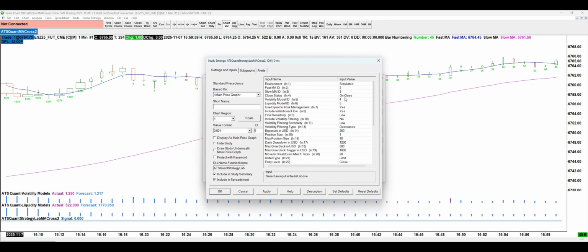So we still want to enter on the close. We're still taking 250, risking 250 per trade. We're going to drop our daily drawdown from 1,200. Let's move that down to maybe 600.